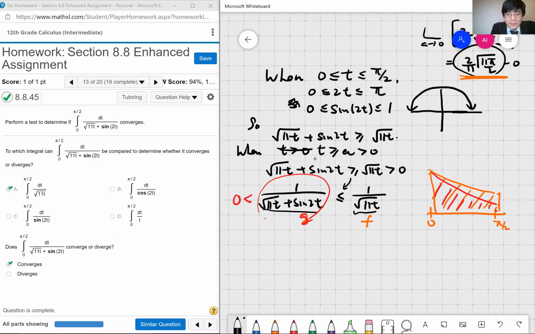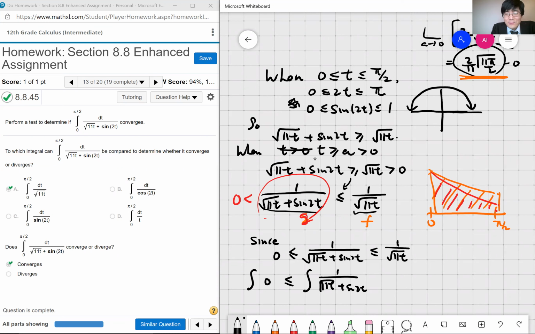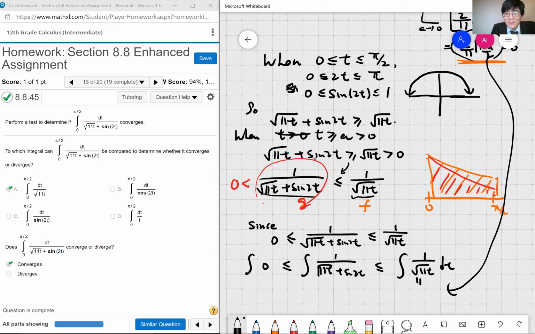Yeah. So since 1 over square root of 11t plus sine 2t is always less than or equal to 1 over square root of 11t, and always greater than or equal to 0, we can say that the integral of this one is less than or equal to the integral of this. And that is less than or equal to the integral of this. And this one has some number. I don't know what it is, but it is just some finite number. That's all we care about.